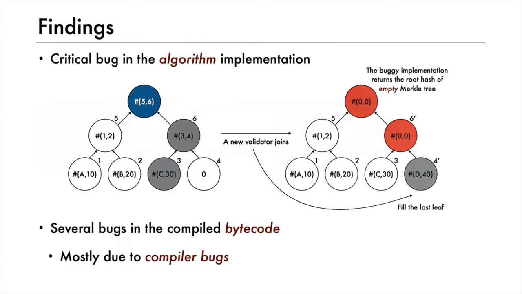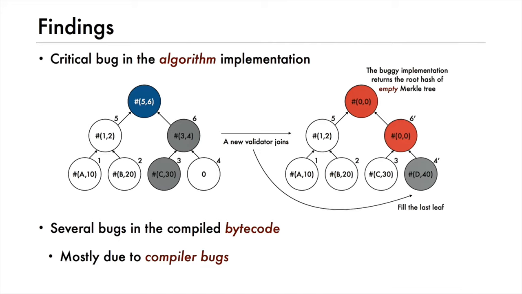Finally, let me show you some of our findings during the verification process. First, we found a critical bug in the algorithm implementation. Indeed, this bug had survived even after several careful manual reviews, and we also couldn't detect it until we got stuck at proving its correctness. To be specific, here is a counterexample. If the deposit ledger is fully filled, that means all the leaf nodes of the Merkle tree are non-zero, then the buggy implementation always returns the root hash of the empty Merkle tree, regardless of the current leaf nodes, which is totally wrong. This bug has been fixed in the latest version.